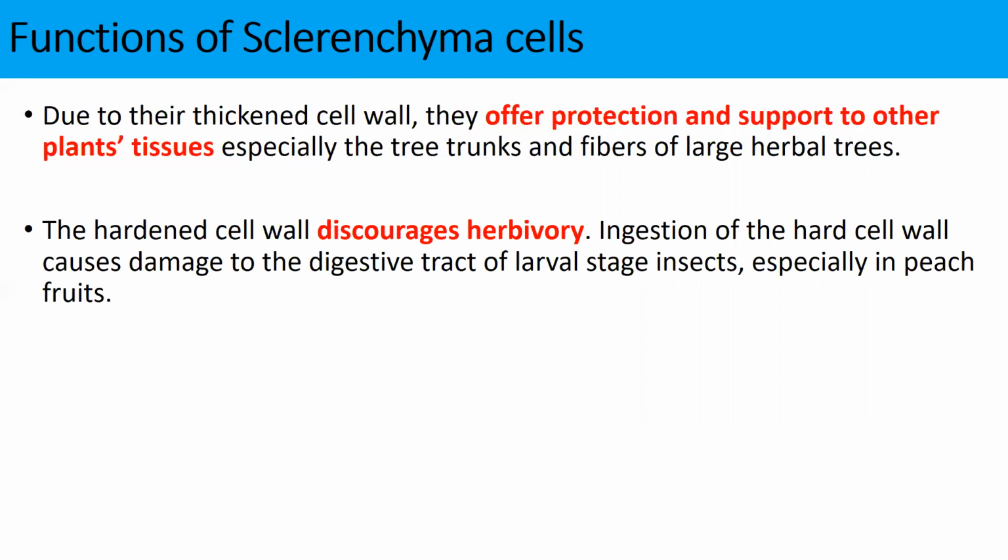The hardened cell wall discourages herbivory. I mean, when the insects ingest the hard cell wall of these cells, it damages the digestive tract of larval stage insects, especially, for example, in peach fruits.